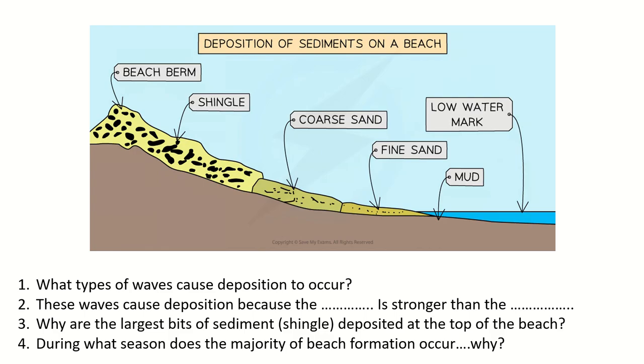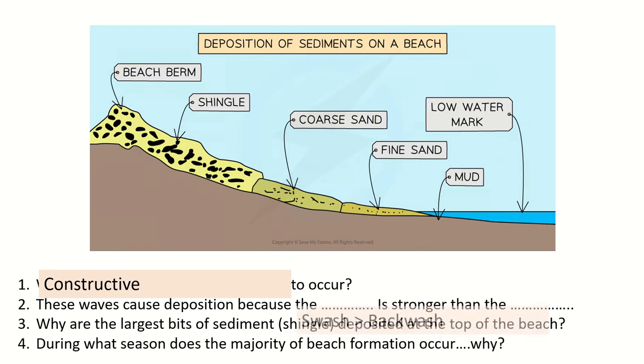Okay, so hopefully I got those questions. So what type of waves cause deposition to occur? Well, they must be constructive waves. For a beach to occur, we have to have constructive waves. These waves cause deposition because the swash is so much stronger than the backwash, and it pushes material up onto the beach. Now, we tend to find the kind of lightest, finest sand close to the low water mark.